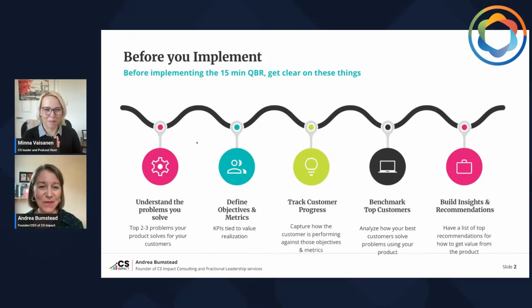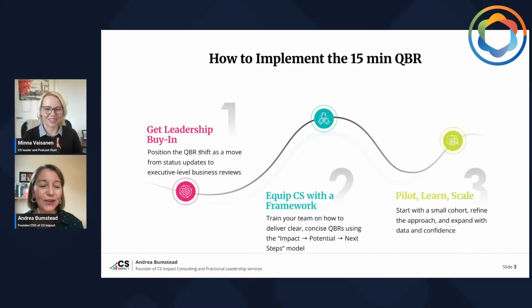Yeah. Well, here are three things that I recommend if you are looking to implement this. One is that you want to get leadership buy-in. This is a shift, right, in terms of how companies have typically had conversations, especially at the executive level.